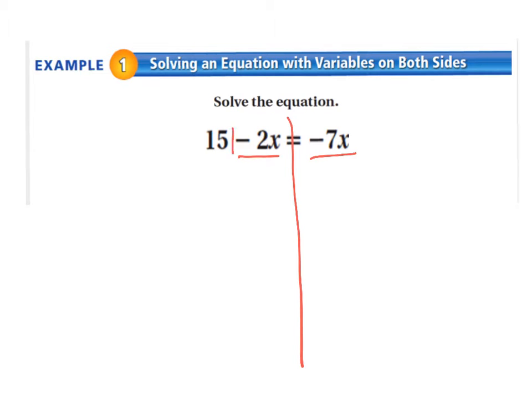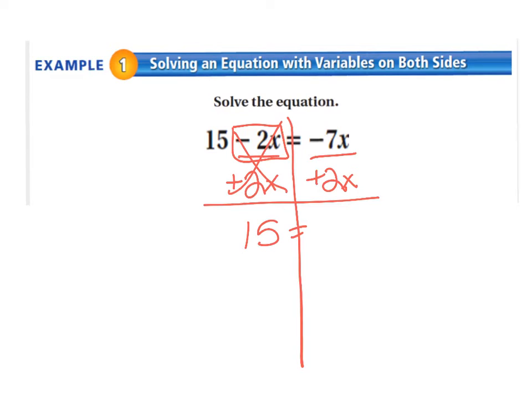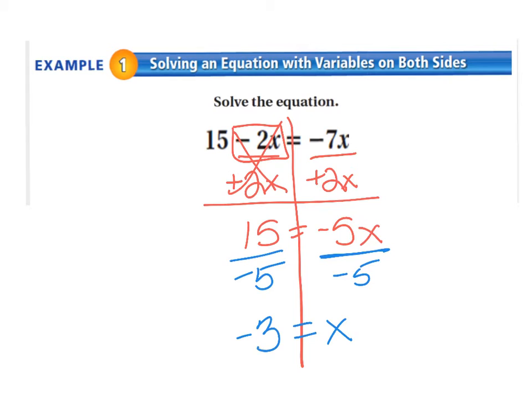So here they're subtracting 2x, so I'm going to add the whole 2x to both sides. So these would cancel out, leaves me with 15 on this side. A negative 7x plus 2x gives me a negative 5x. Now I'm down to just having my variable on one side of the equation. So now it's either a multi-step or single-step equation, and you should be able to solve it. X times a negative 5, so I'm going to divide by a negative 5 on both sides. X equals a negative 3.